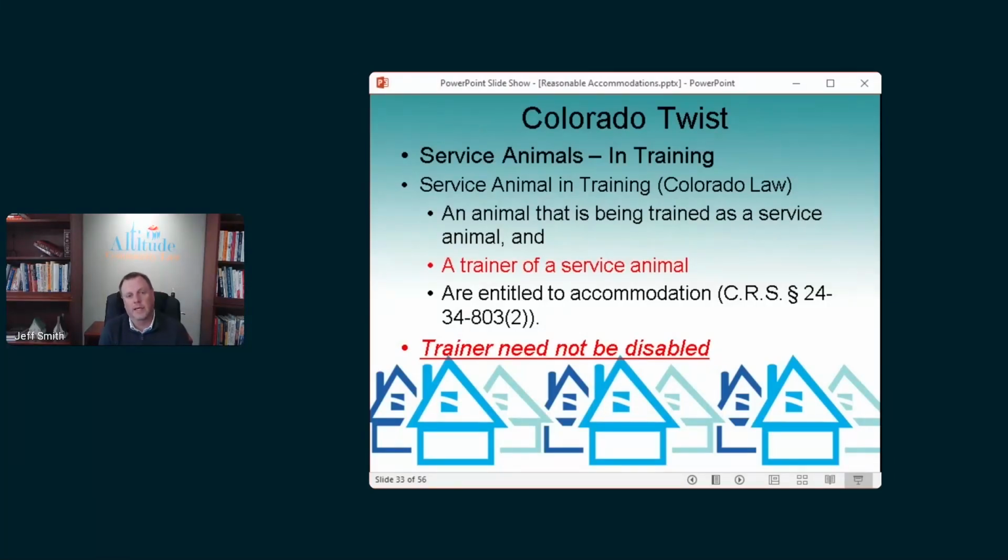Colorado does have a special twist to it. Service animals under the federal statute that are in training are not considered service animals. However, under Colorado law, a service animal in training is still going to be a service animal. So an animal that is being trained as a service animal and a trainer of a service animal are entitled to accommodations. So if you live in a community where one of the owners is training animals to be service animals, so training dogs to be service animals or miniature ponies, you would have to make accommodations for them, even though the trainer is not disabled.